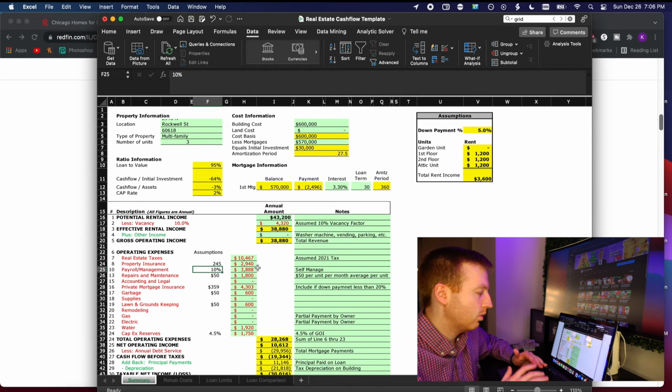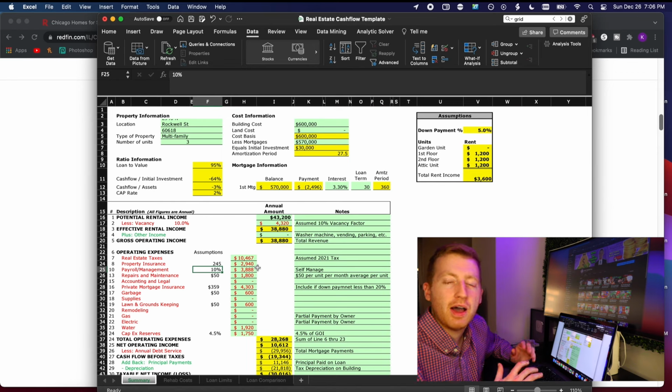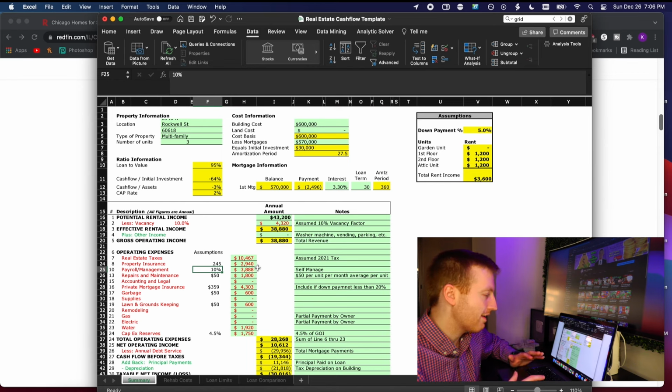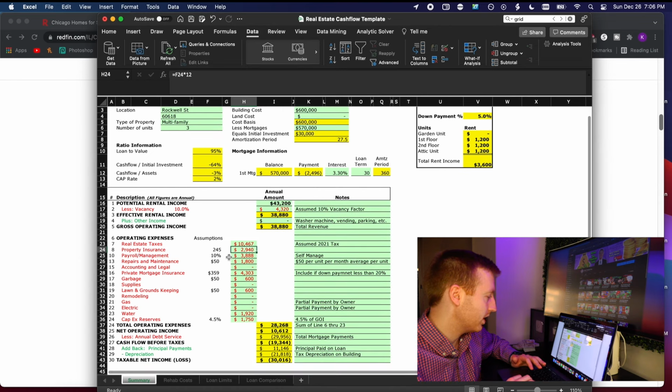So about $3,000, which is pretty accurate. I would say right now I'm paying about $2,500 for my 3-unit multifamily. So I would say that's pretty accurate.